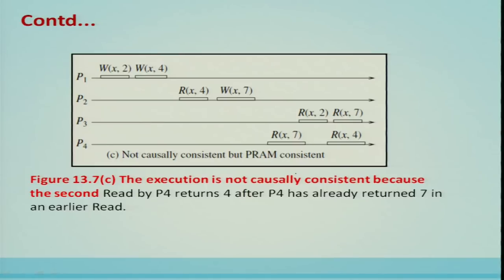So this example shows that it is not even causal consistency. We will see a weaker model than causal consistency, called the PRAM model, where PRAM consistency will be there but not causal consistency. Why is it not causally consistent? You can see that x is 2 and then here x is read as 7. Now here x is read as 7 and x is then read as 7. So this causal relation is violated in this particular order. 4 is preceding 7, but this relation is violated here. Hence, this is not causally consistent, but it is PRAM consistent.